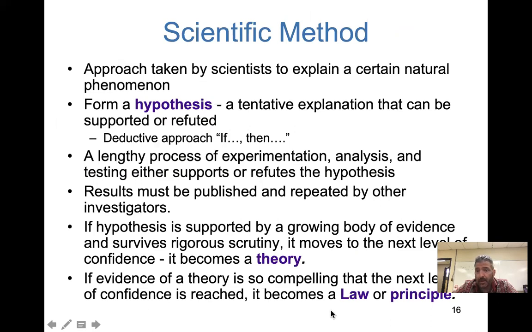All right, so scientific method: the approach taken by scientists to explain a certain natural phenomenon. So you should know what a hypothesis is. You're looking at something and you kind of think, well, why would that be? Or you have an idea, you have to be able to prove that. It's a theory until you can prove it. Once you can prove it, it can be replicated, then it becomes a law or a principle.